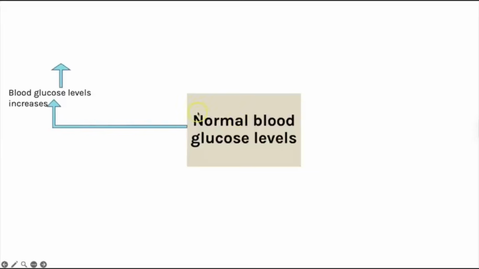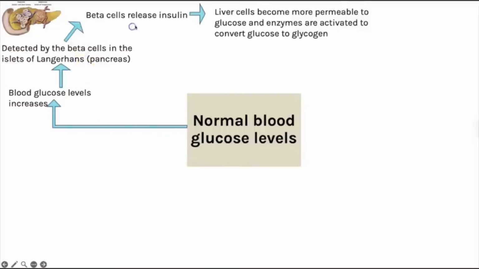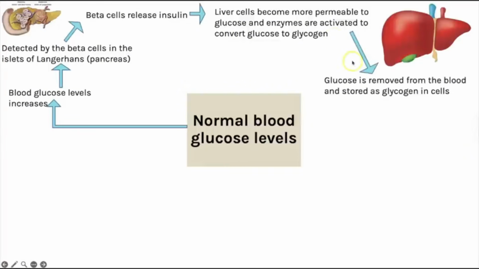So your normal blood glucose levels might increase if you've just eaten a carbohydrate-rich meal. That is detected by the beta cells in the islets of Langerhans in the pancreas. The beta cells will then release insulin. That causes liver cells to become more permeable to glucose, so more glucose is taken from the blood into the liver cells, and then that glucose is converted into insoluble stores of glycogen. That means that we've removed glucose from the blood and brought our blood glucose levels back to normal.